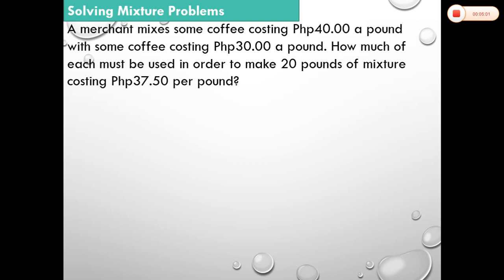Another type is mixing coffee that costs different amounts. Say for example, a merchant mixes some coffee costing 40 pesos a pound with some coffee costing 30 pesos a pound. How much of each must be used in order to make 20 pounds of mixture costing 37.50 per pound?